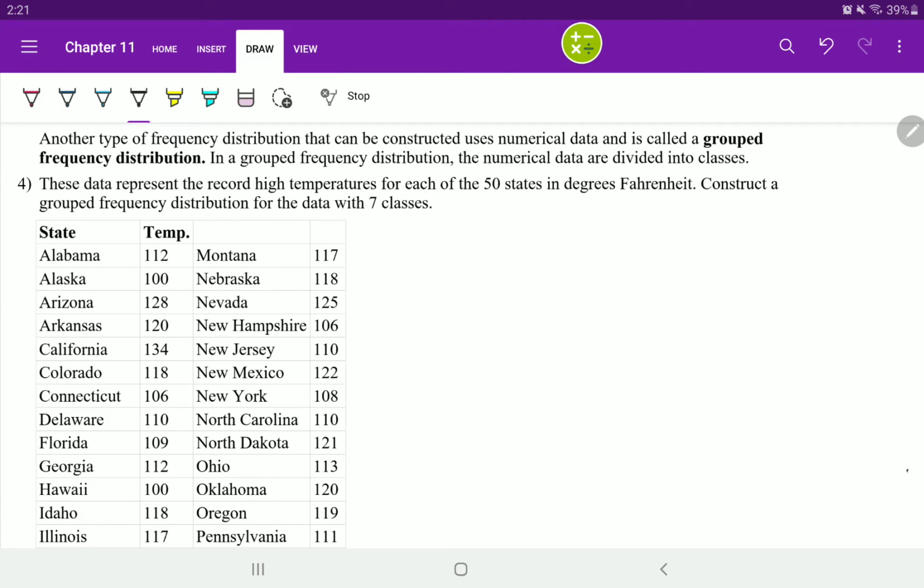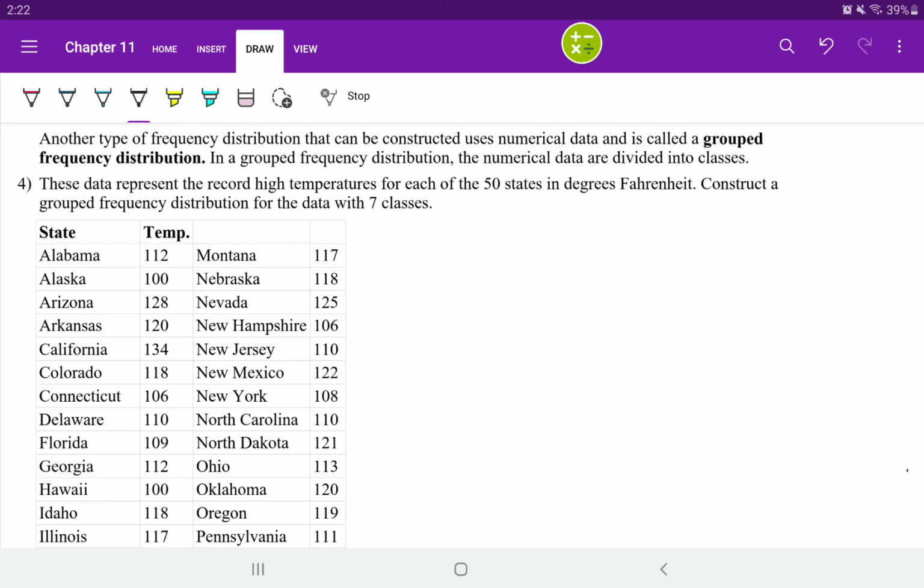All right, guys. Now, another type of frequency distribution can be constructed using numerical data, and that is called a grouped frequency distribution. In a grouped frequency distribution, the numerical data is divided into classes. Classes are the rows of the grouped frequency distribution. And now I'm going to show you how to create a grouped frequency distribution. In this case, I'm only creating it on the Math 108 level.